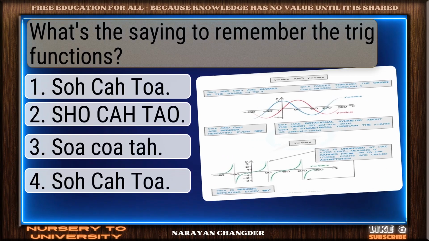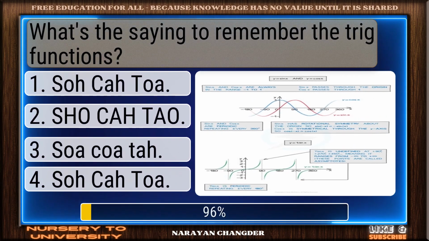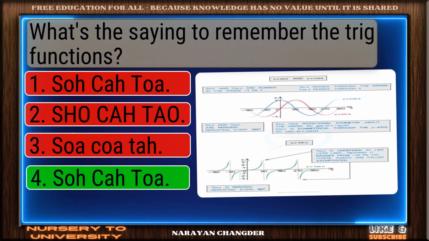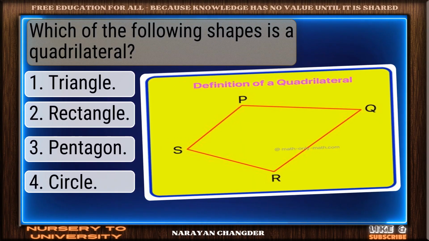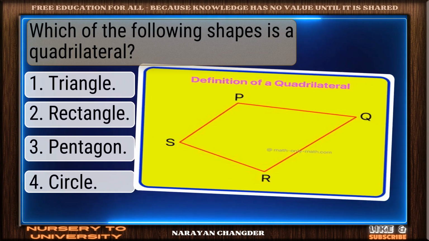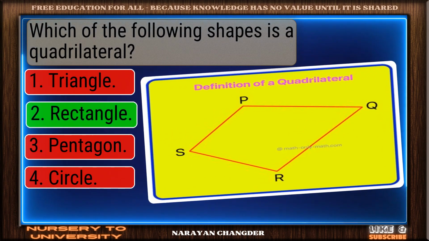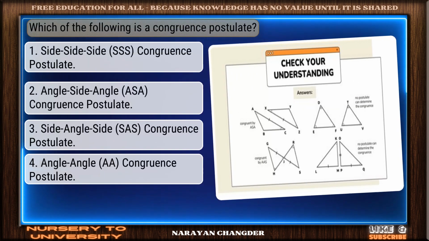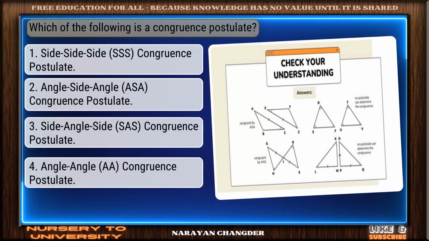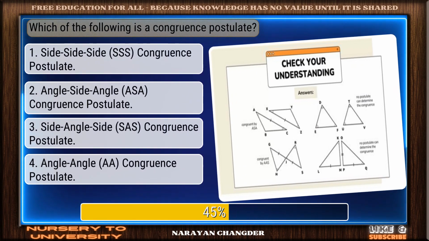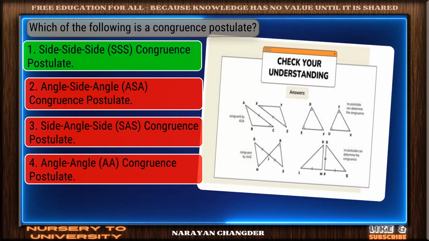Question number 127. What's the saying to remember the trig functions? Good job. Your answer SOHCAHTOA works well here. Question number 128. Which of the following shapes is a quadrilateral? Right again. Rectangle is a valid answer. Question number 129. Which of the following is a congruence postulate? You got it. Your choice side, side, side.